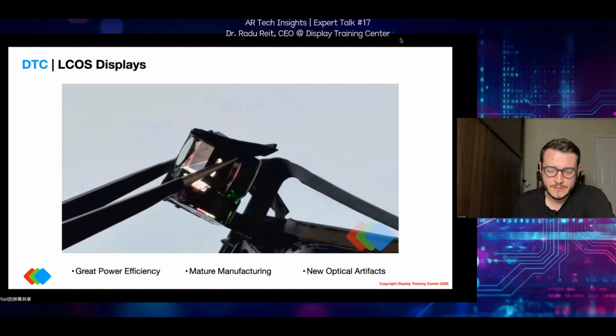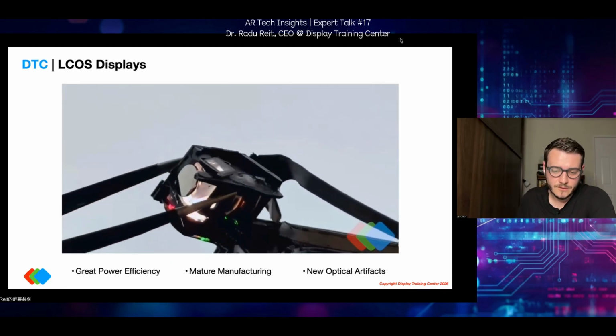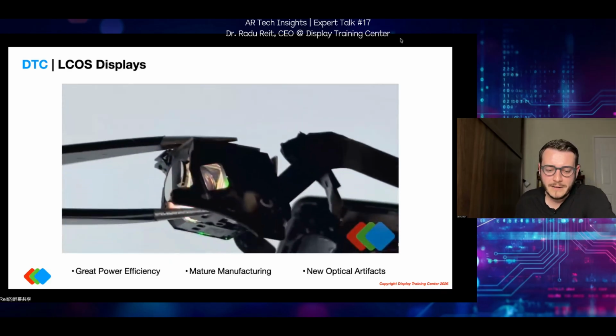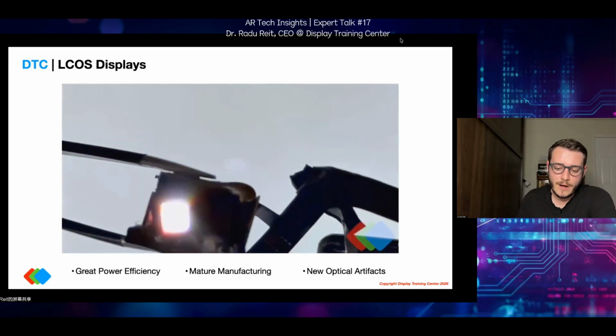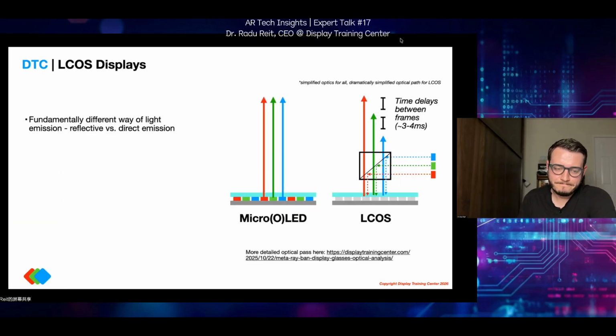Again, 30 plus years for blue and even longer for red and green. But with LCOS, we do have new optical artifacts that we have to be worried about. LCOS itself, liquid crystal on silicon, is just a fundamentally different way of producing an image to the user. Whereas micro OLED and micro LED panels are directly emitting the red, green, and blue subpixels to the user's eye, the LCOS panel is a reflective technology.